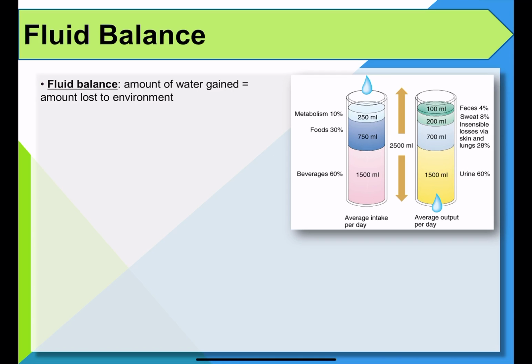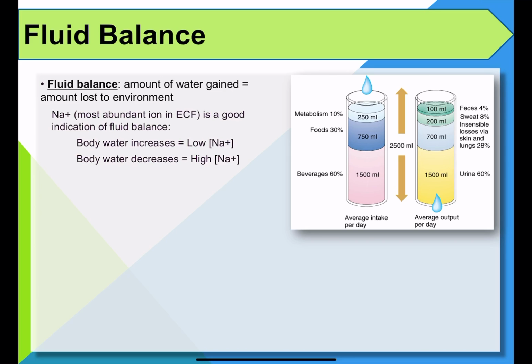Okay. So for fluid balance, the amount of water gained must equal the amount of water lost. Sodium is actually a good indication of your body's water content at the moment because it is the most abundant ion in the ECF, and we just talked about how water always follows salt. So that's why salt is a good indication of your water status. It's hard to measure in a patient how much water they have in their body, but their salt reading and measurement will indirectly tell you their hydration status.